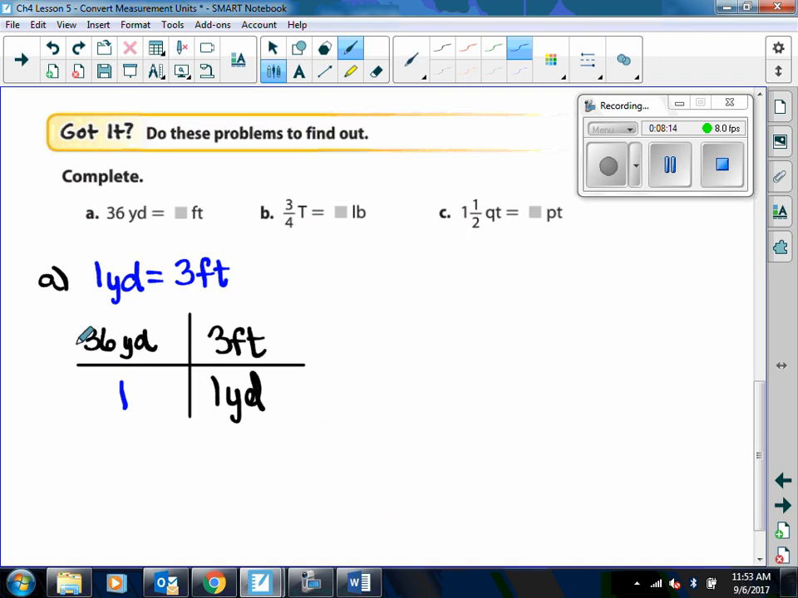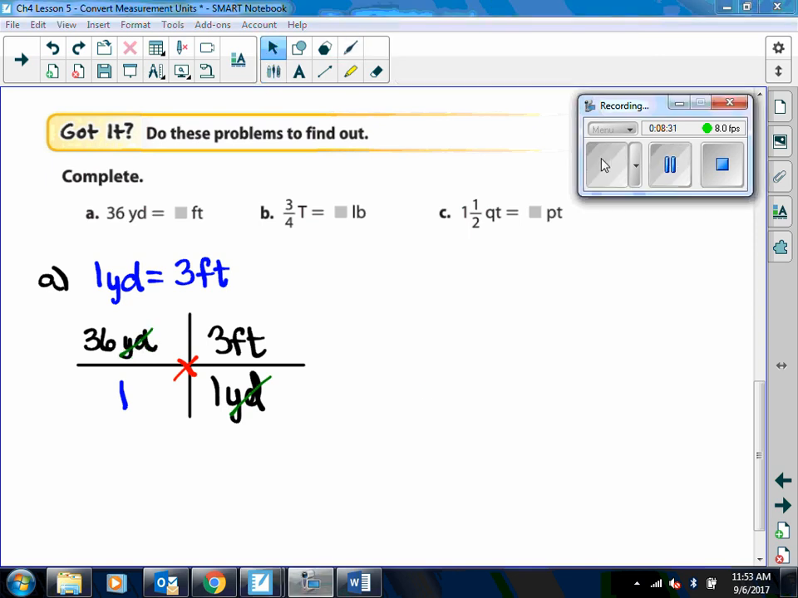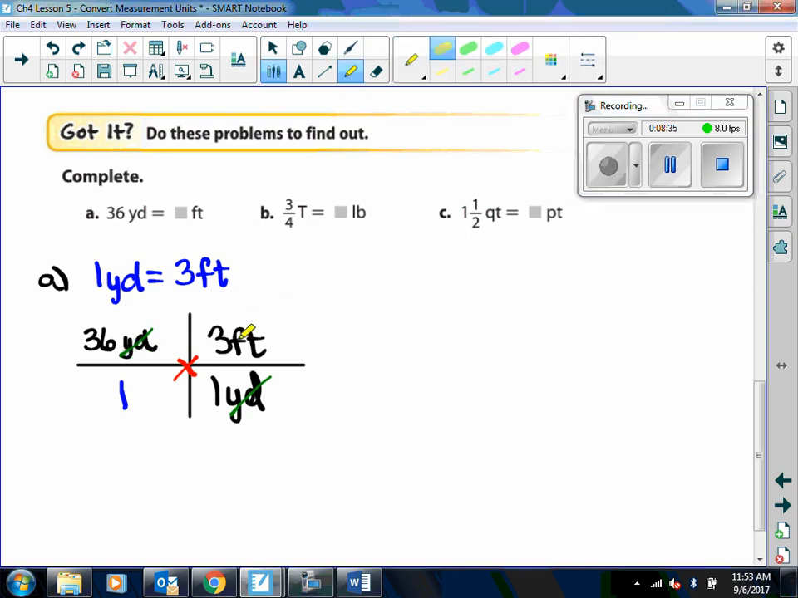So now we have 36 yards over 1 times 3 feet over 1 yard. So before we multiply, we should simplify. So you can see, of course, yards and yards will cancel. And that's all we can cancel. And now the only unit that we have left is feet.